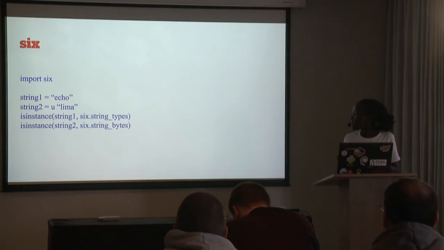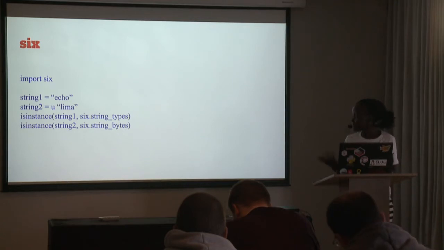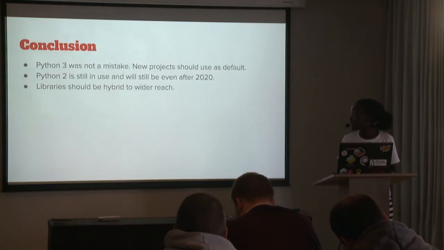Six also has, you basically use the string types. You check against the constant string types. And of course, it has the right type probably you need. Underneath, it does everything to ensure everything runs smoothly on both Python 2 and 3.